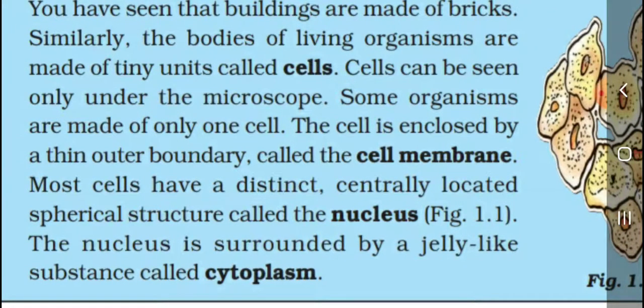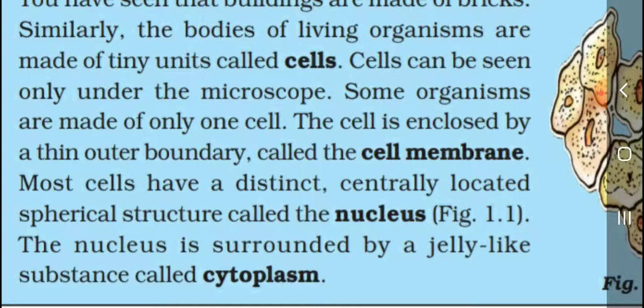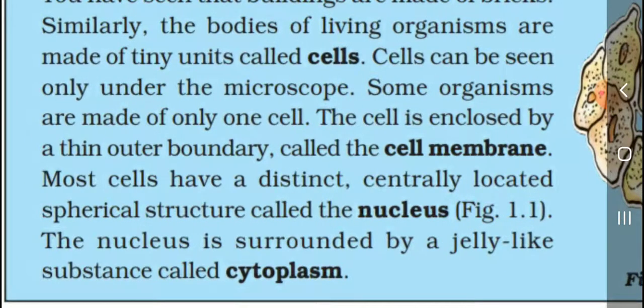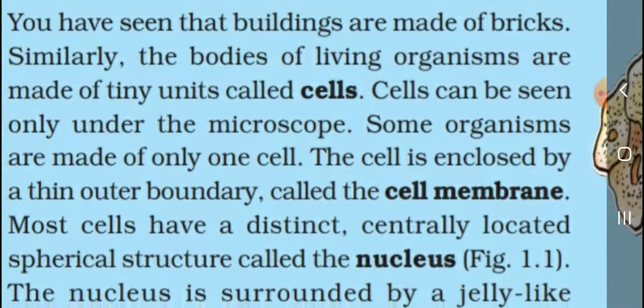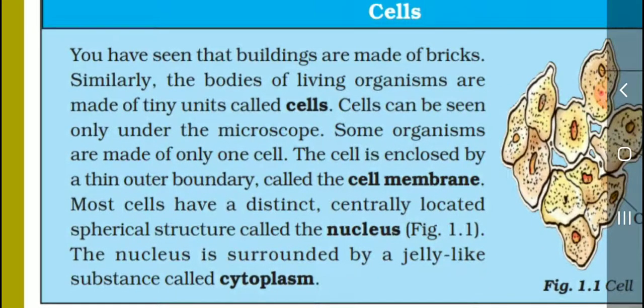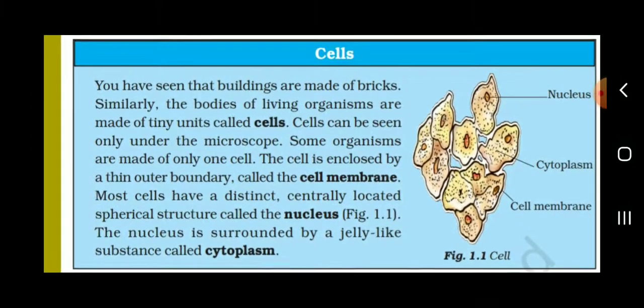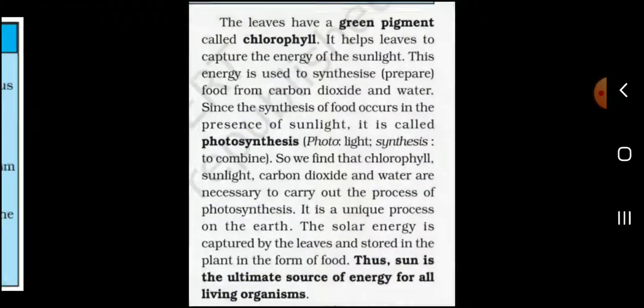Next, nucleus. What is the nucleus? The cell has a cell membrane, nucleus and cytoplasm. These are the main parts. What is the cell membrane? The cell is enclosed by the thin outer boundary called the cell membrane. What is the nucleus? Most cells have a distinct, centrally located spherical structure called the nucleus. The nucleus is surrounded by a jelly-like substance called cytoplasm.